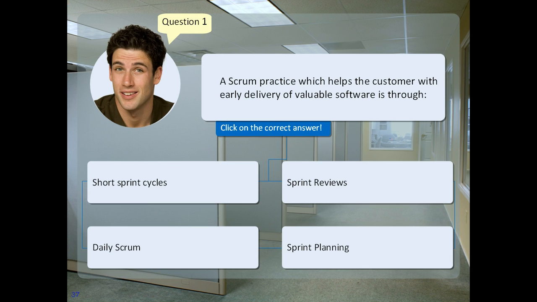What do you think is the answer? A Scrum practice which helps the customer with early delivery of valuable software is through A. Short sprint cycles, B. Daily Scrum, C. Sprint reviews, D. Sprint planning. What is your choice?